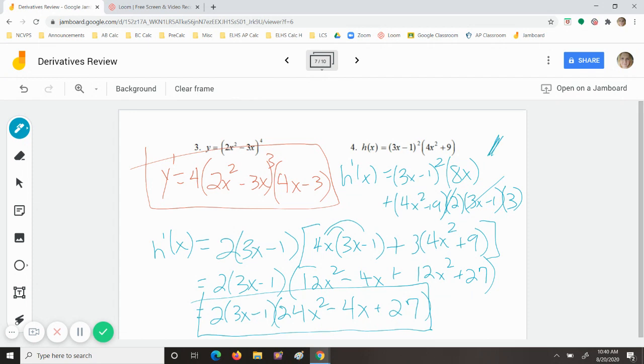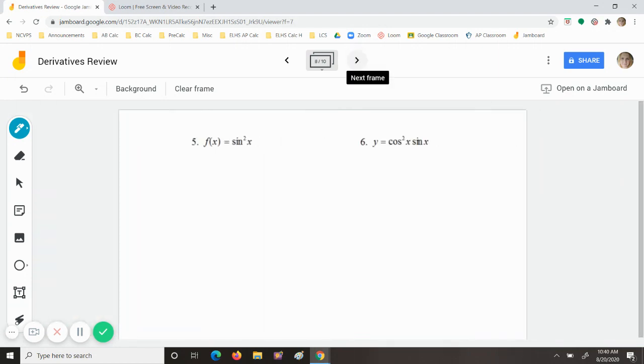Okay, we would not have had to simplify down anymore. It really depends on what the question is asking of you. All right, let's try some trig.